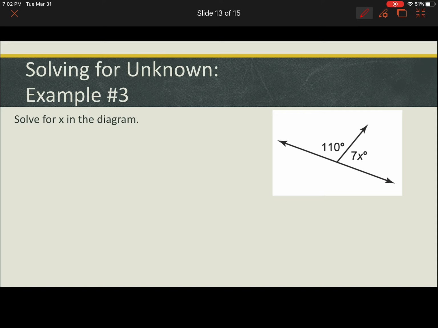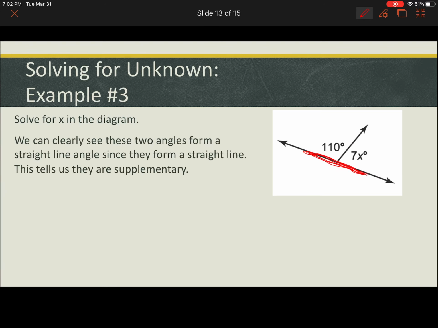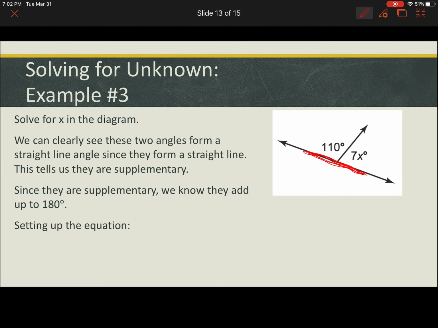In the next example, we see something, again, we're familiar with. We see that these two angles, when they're lined up, they form a straight line. So because they form a straight line angle, that tells us they are supplementary. Again, supplementary, we know they add up to 180 degrees. So we can set up the equation. This angle, 110 degrees, plus this angle, 7x, equals 180.